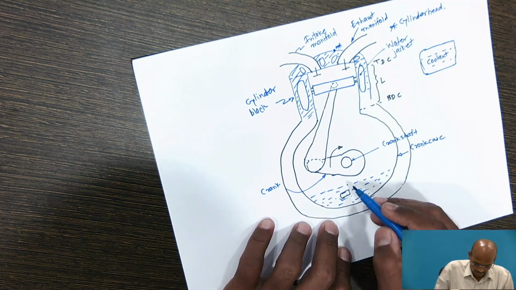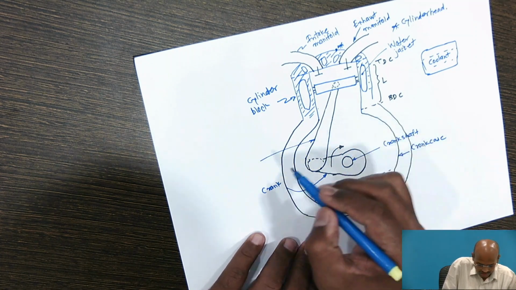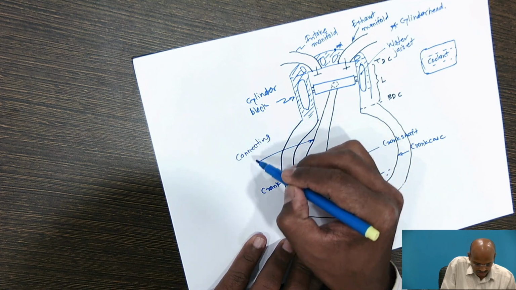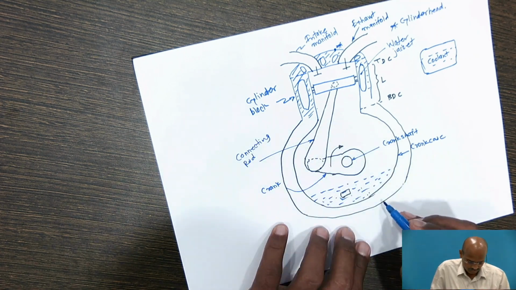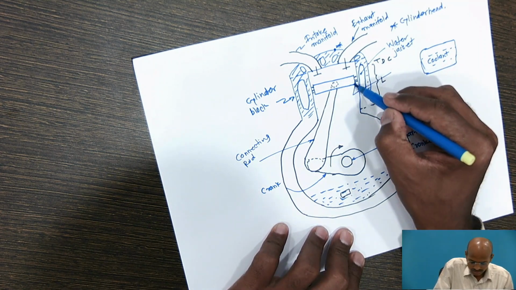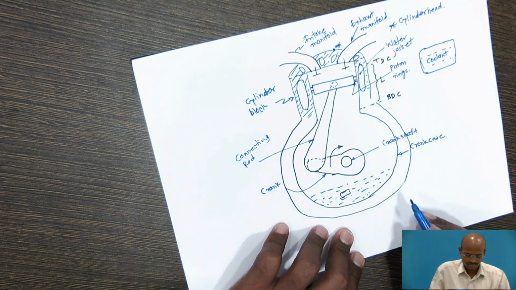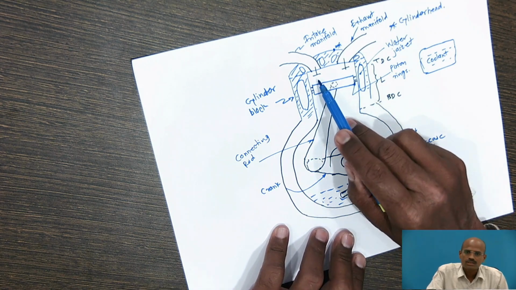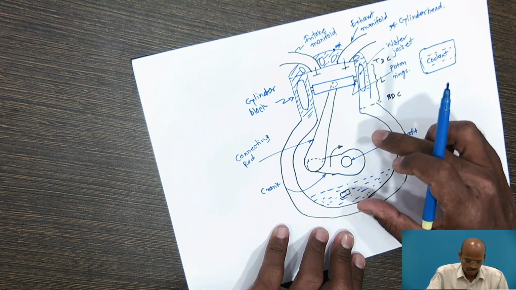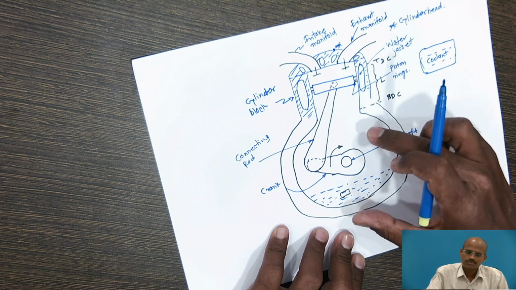Now, in the constructional details, this part, as I took the name, is the connecting rod. This is the gudgeon pin, and these are the piston rings. Now, as I have shown the valves here, this is nothing but a 4-stroke engine. You can use this 4-stroke engine for petrol as well as for diesel.